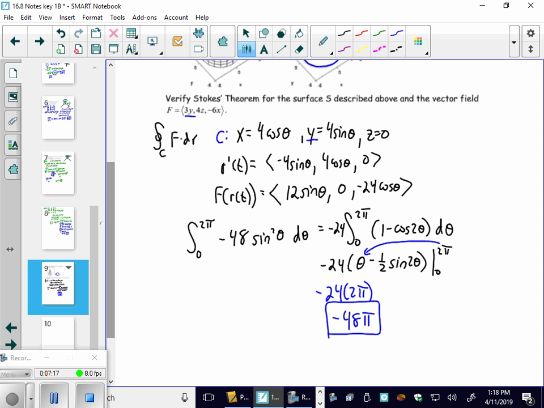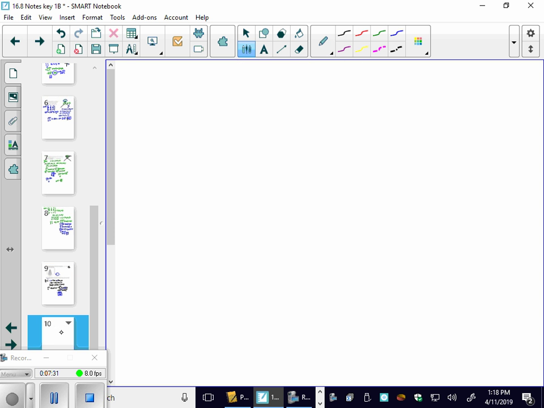All right, so now we're going to have to verify that that is going to give us the same thing as the curl of f dot ds and the double integral of that over s. So we'll go to the second page to do that. So first thing is, let's find the curl.